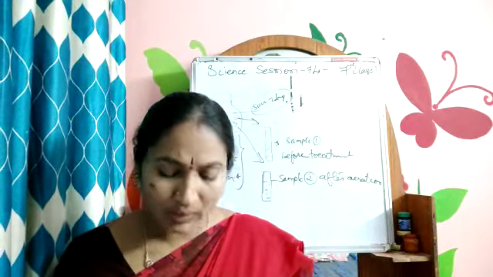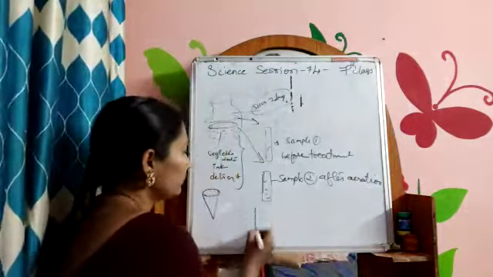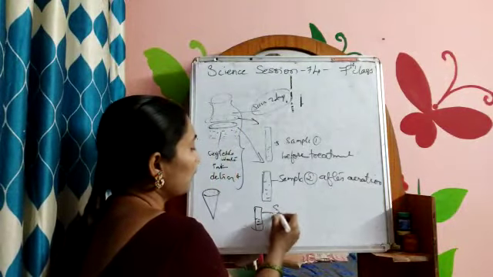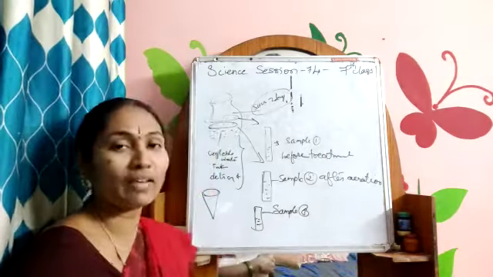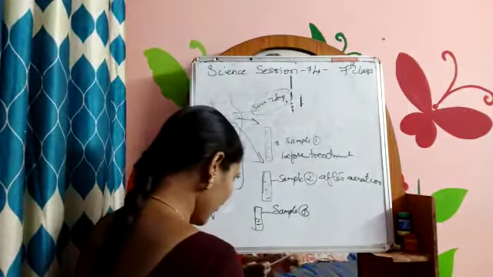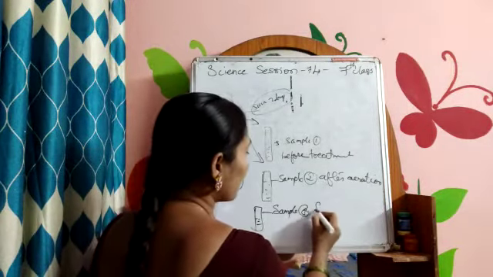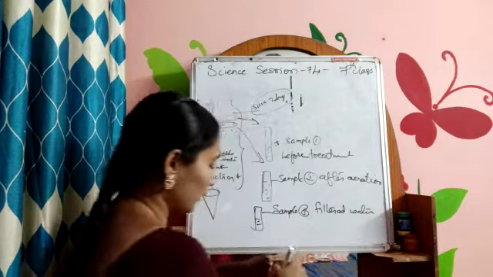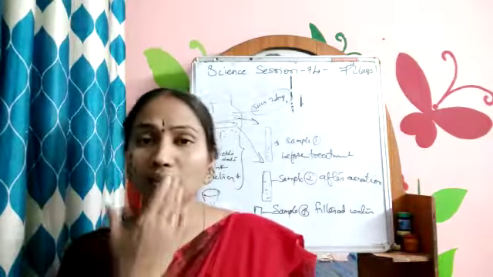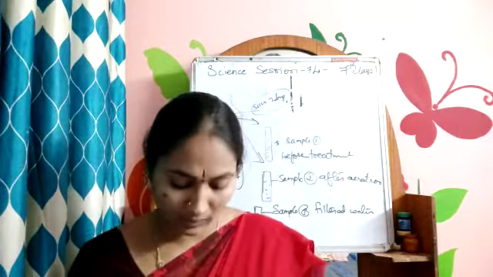Now again take this one into a test tube and write sample number 3. And what is this water that we have filtered? Here you write sample number 3, filtered water. Until you get the filtered water, once and twice you have to filter it.